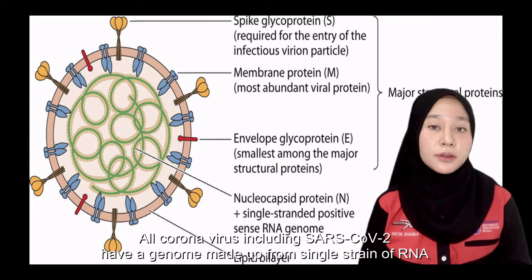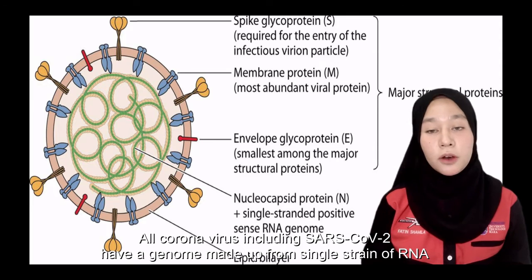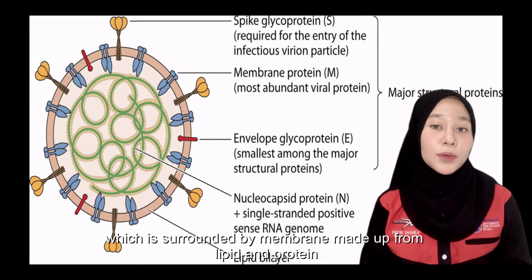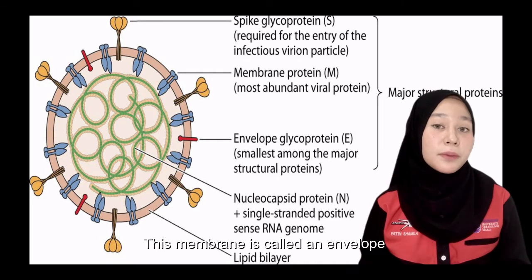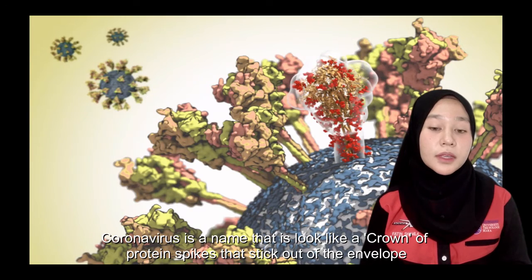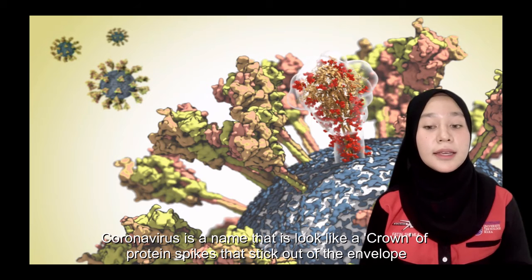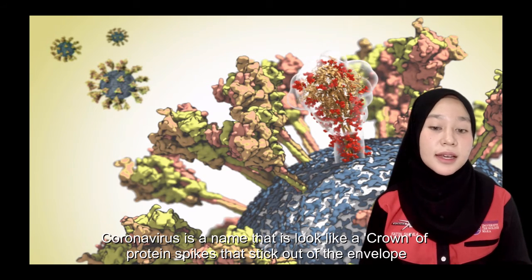All coronaviruses, including SARS-CoV-2, have a genome made up of a single strand of RNA, which is surrounded by a membrane made up of lipid and protein. This membrane is called an envelope. Coronavirus is a name that refers to a crown of protein spikes that stick out of the envelope.